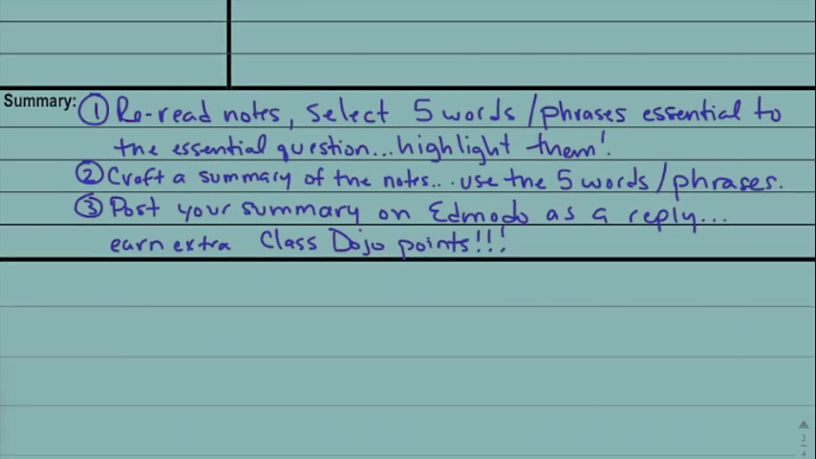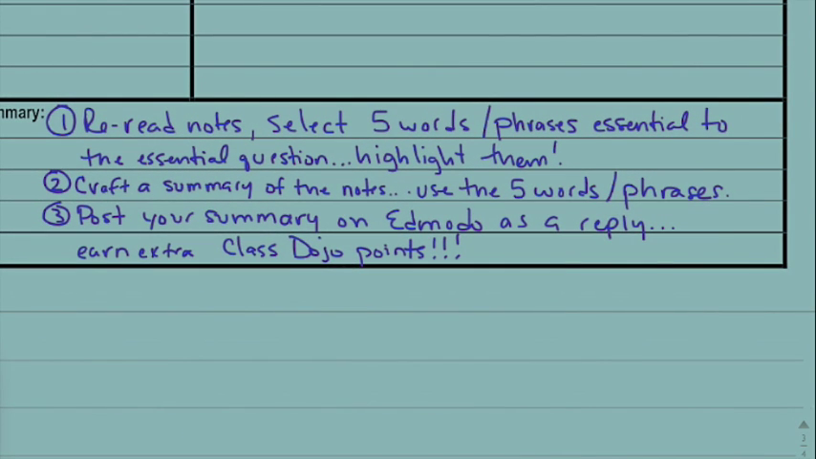So one last thing to wrap this up. The last thing I need you to do is to reread the notes and highlight 5 words or phrases essential to the essential question, and highlight them, of course. And I need you to craft a summary in this space that answers the essential question, but uses the words or phrases you highlighted. And then, of course, post your summary in Edmodo, and you get some Class Dojo points.